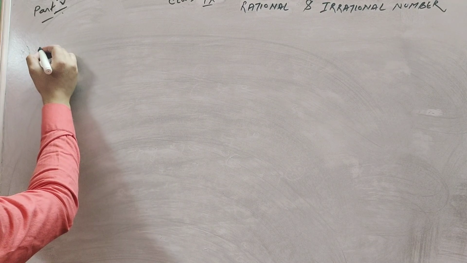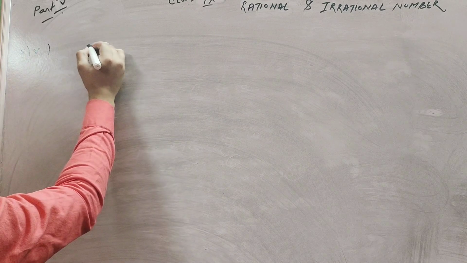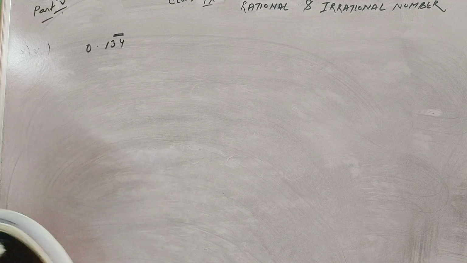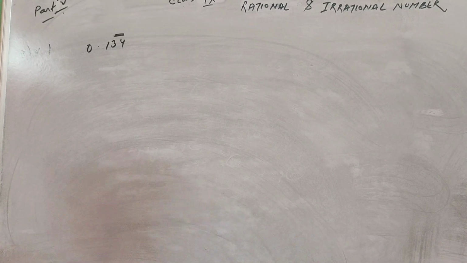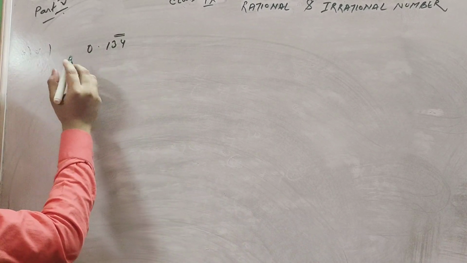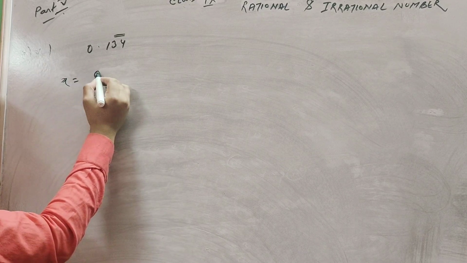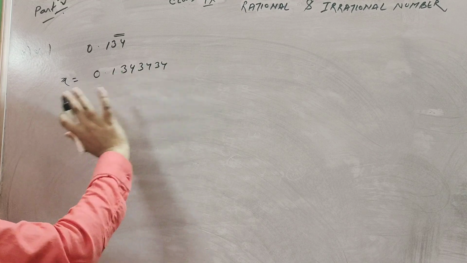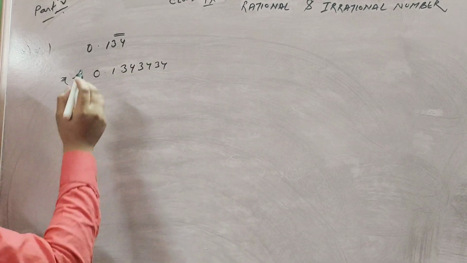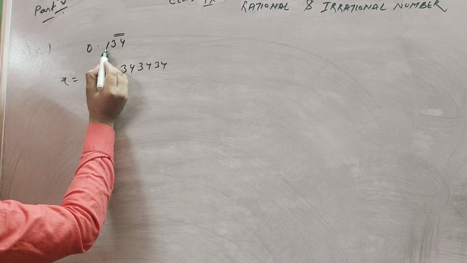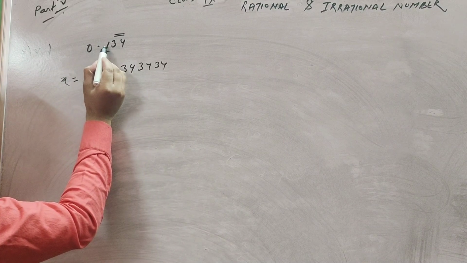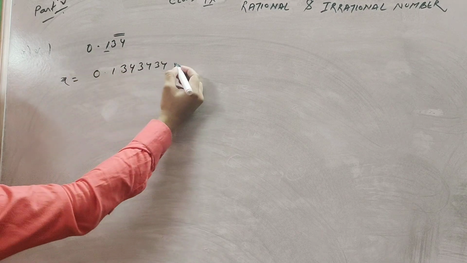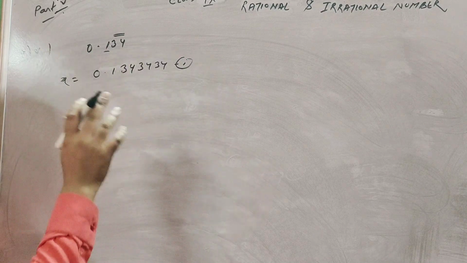Question number 5. One more question you see, 0.134 with the repetition given on 34. Clear? Write x equals 0.134 repeated, 34. This one is repeating. First of all, you multiply by 10 for this one, because after the decimal you see only one number without repetition. So your equation 1 is multiplied by 10.